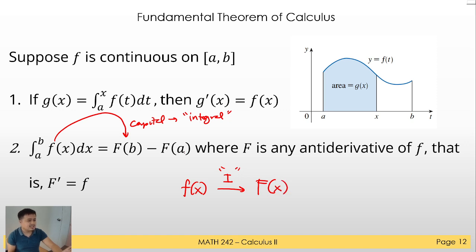Basically, if you have b here, it means you have to evaluate the given integral function at the value of b, or the upper limit. So the difference of F of b and F of a is equal to the definite integral of f of x from a to b. That's it. That's what I'm going to discuss for now regarding the fundamental theorem of calculus.